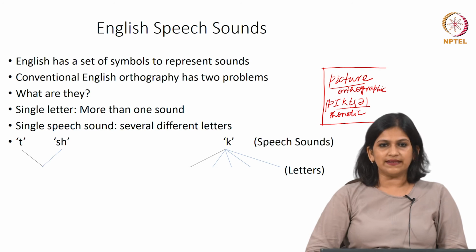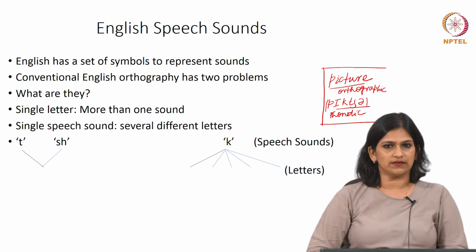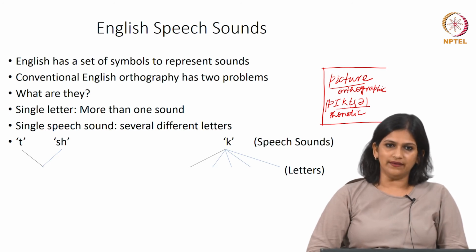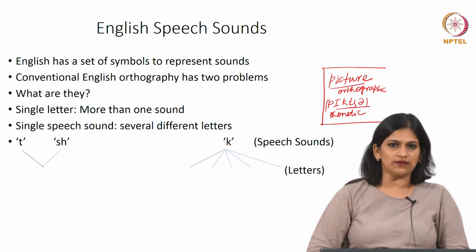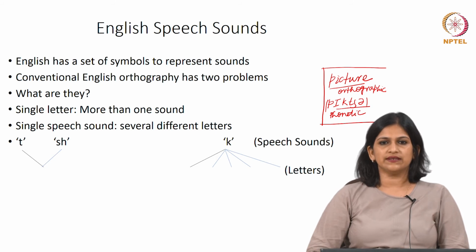Okay? So now let us see what the two major problems are. The first problem is that a single letter can have more than one sound. One letter can have two sounds or three sounds or more than that. The other side of the problem is that there is only one speech sound which can be written with several different letters. Now, let us look at the first one.